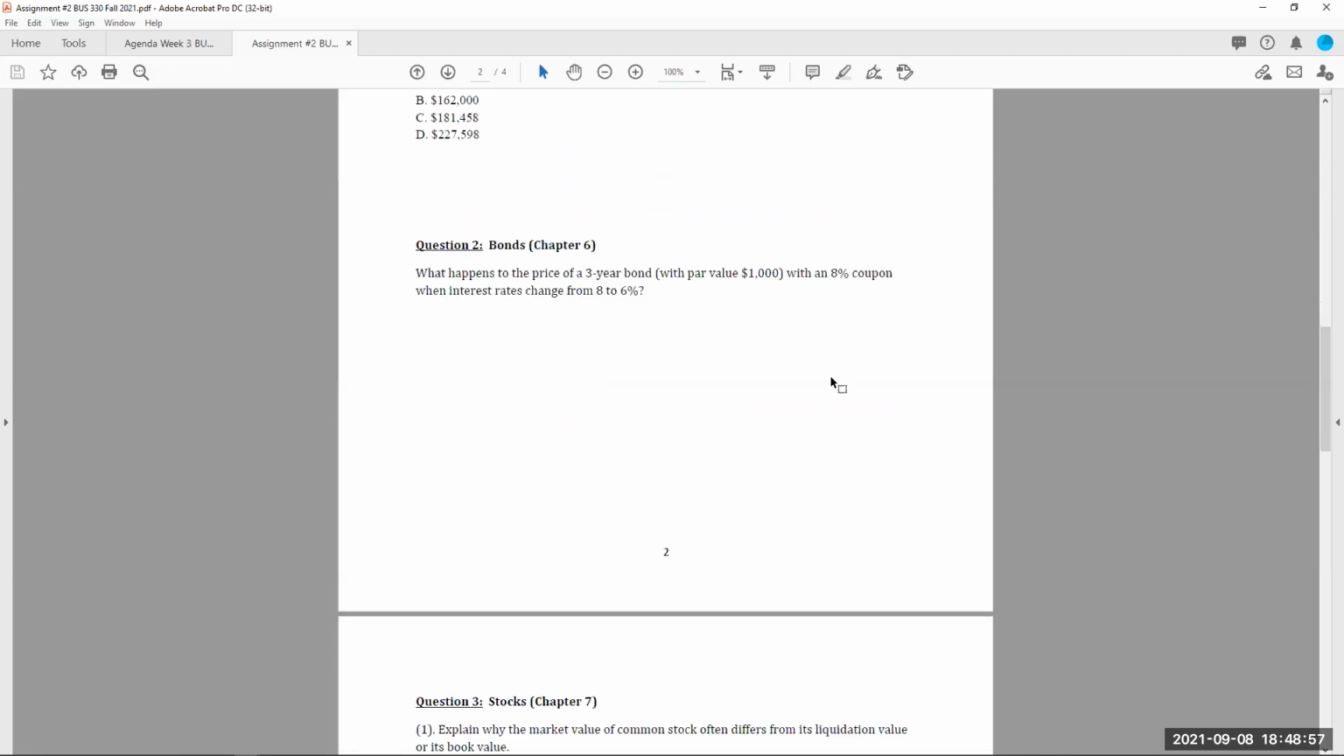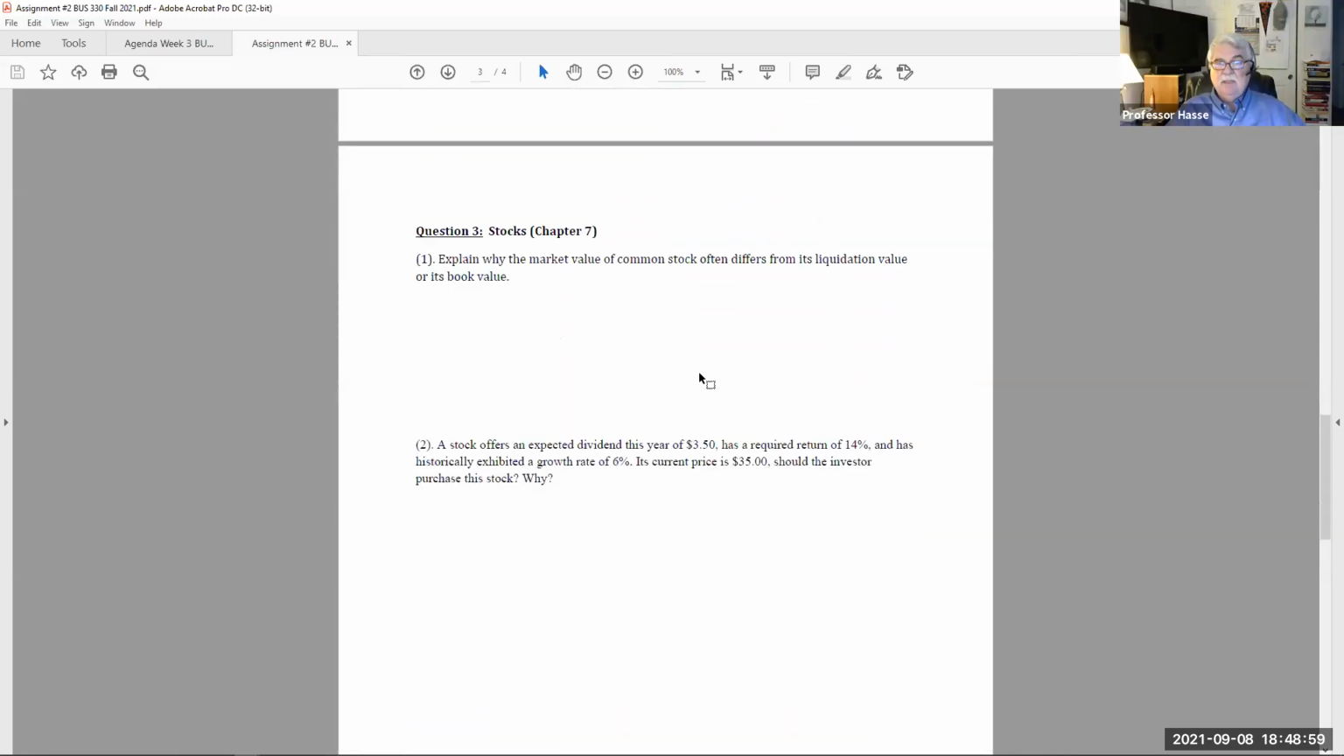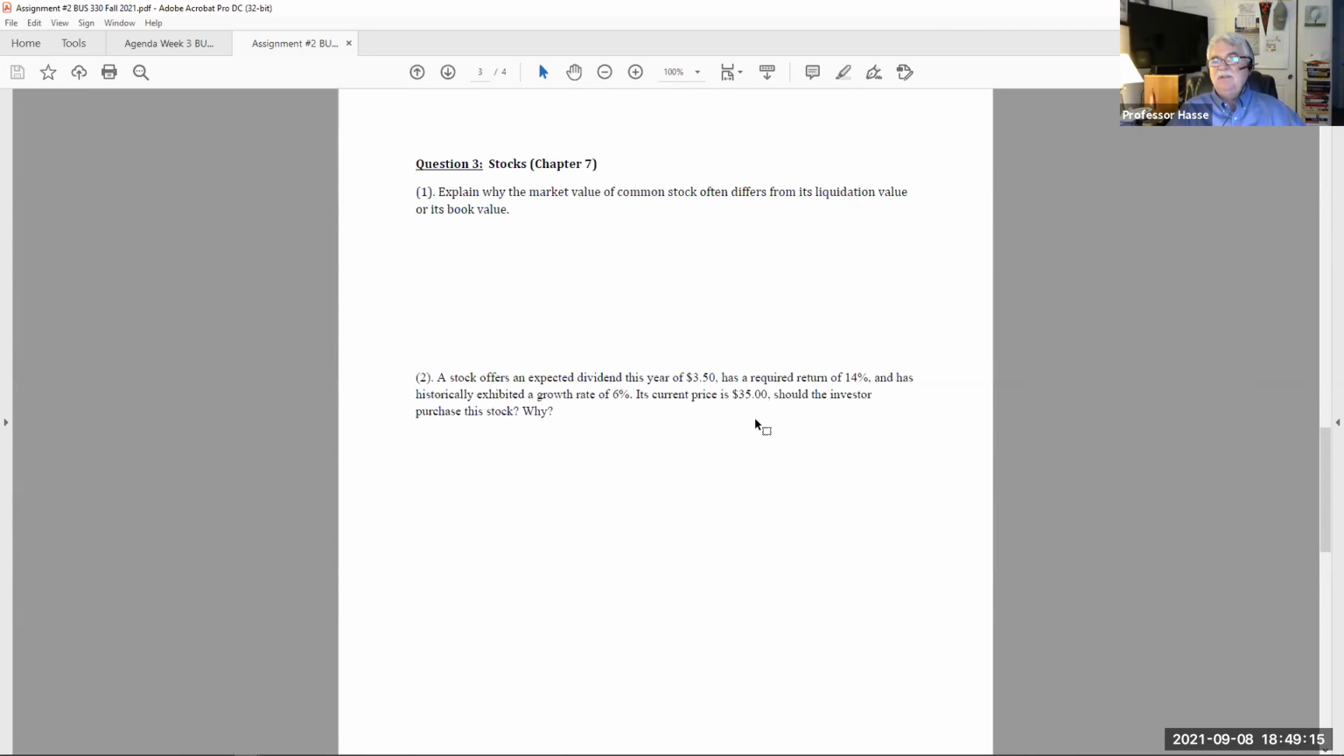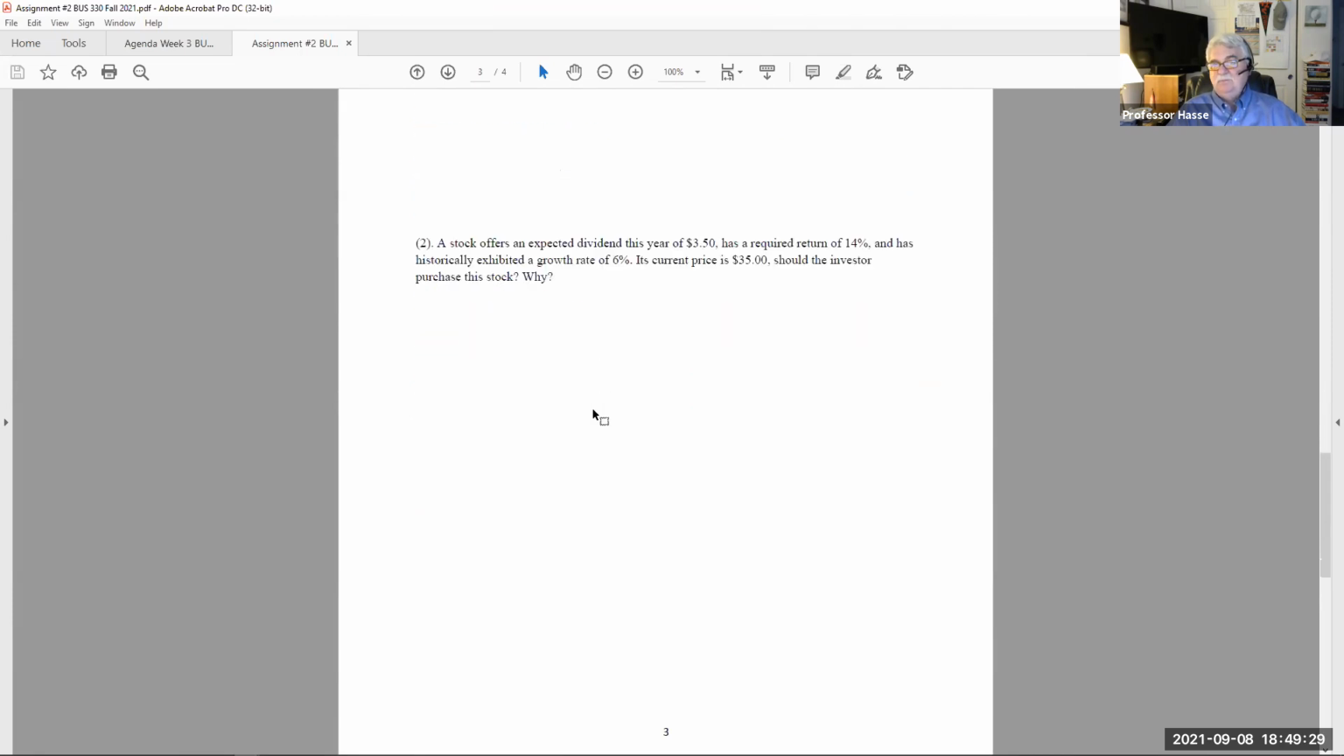Okay. And then it goes on. Explain why the market value of common stock differs from the liquidation value. Again, why would the value of a stock change if you're liquidating it to the book value? And again, common sense. Now this one requires a little bit of thinking, but this question here in question 2, and I'll repost this into the example, is extra credit. If you can do this one, it's extra credit points.